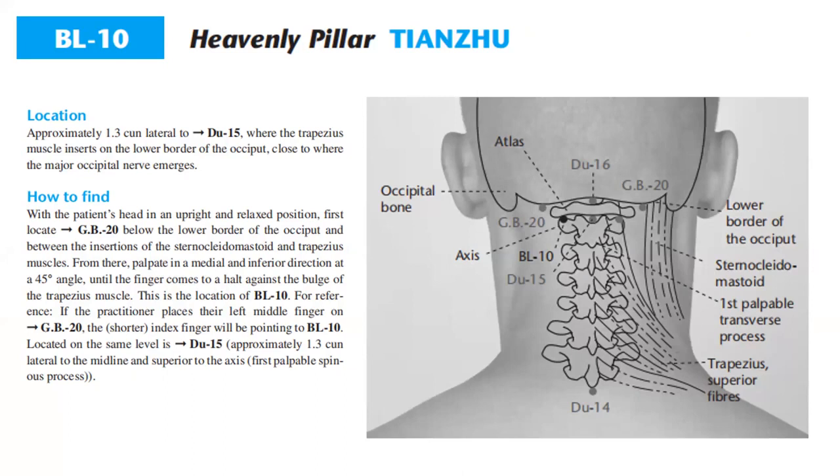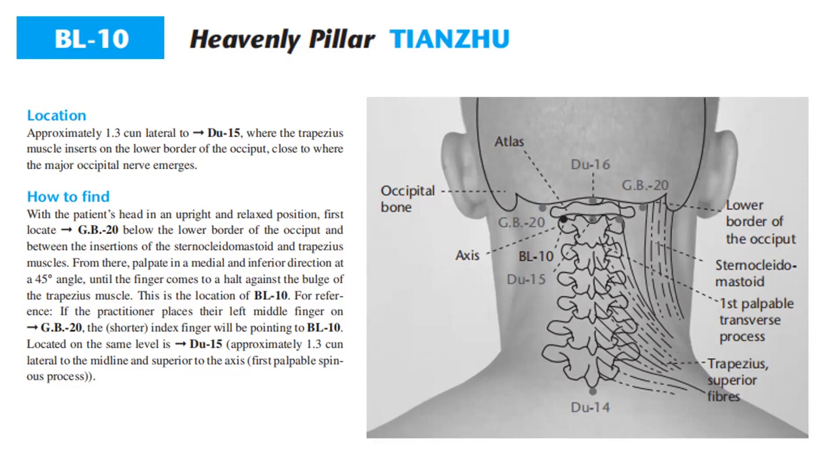How to find it? With the patient's head in an upright and relaxed position, first locate GB20 below the lower border of the occiput and between the insertions of the sternocleidomastoid and trapezius muscles. From there, palpate in the medial and inferior direction at a 45 degree angle until the finger comes to a halt against the bulge of the trapezius muscle. This is the location of bladder 10.